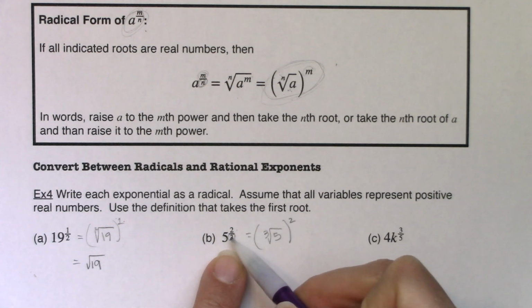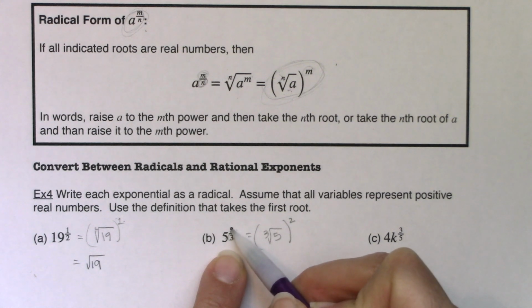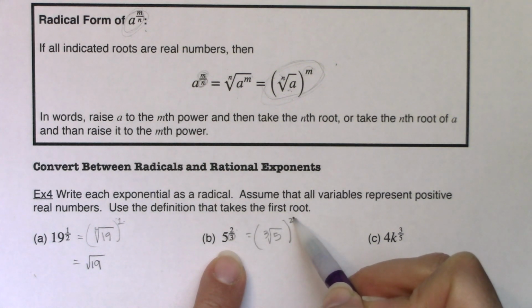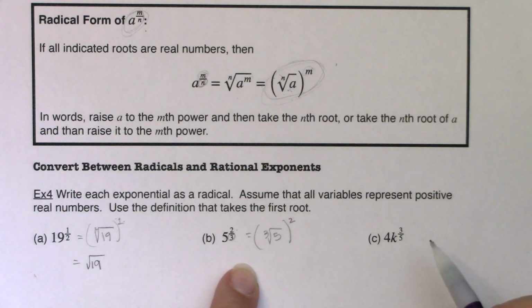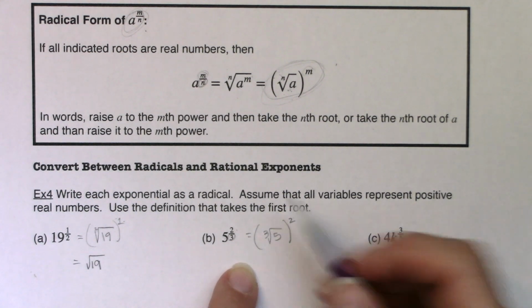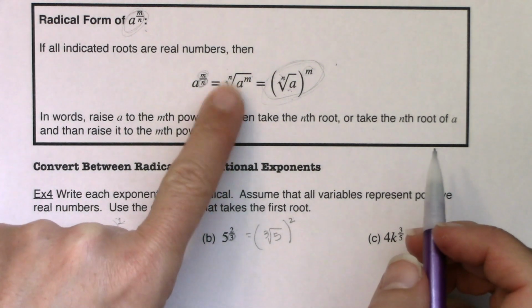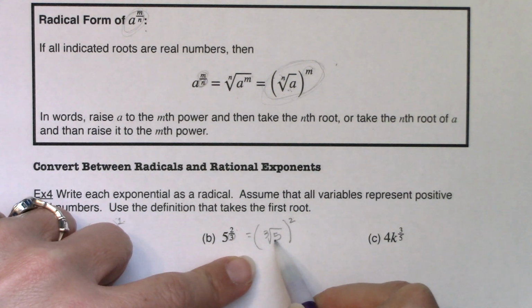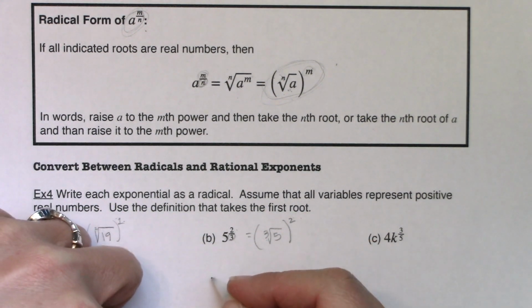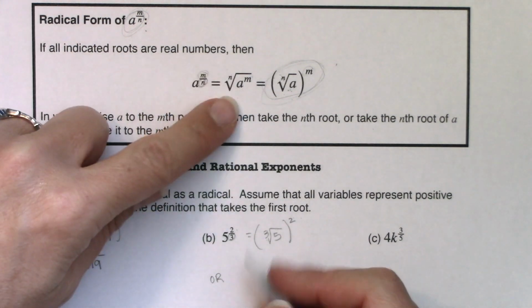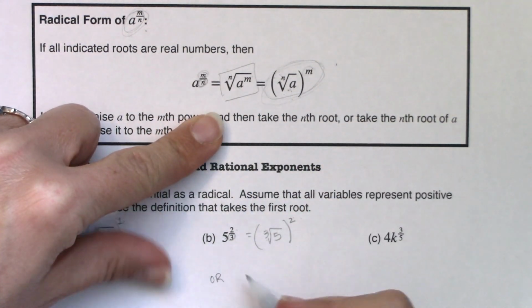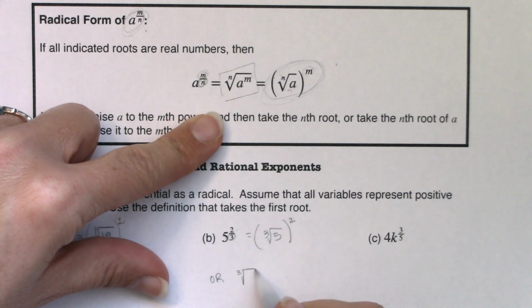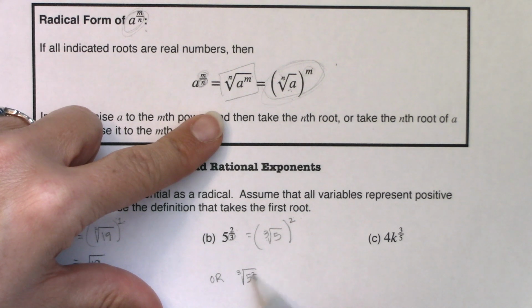So the denominator becomes the index. The numerator becomes your power. So I'm going to write this as the cube root of 5, quantity squared. But let me back this up. Cube root of 5 is going to be a pretty small number, and then I can square it. The other thing you could have done, if you want to do this representation, is the cube root of 5 squared. As long as you have that power somewhere, either on the radicand or outside the radical term, you're good to go.